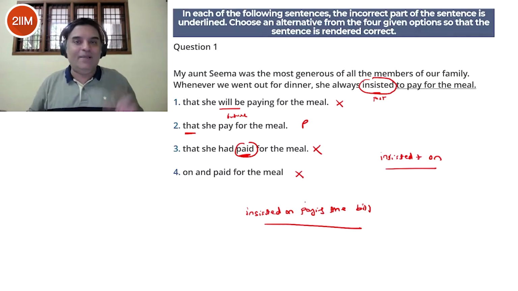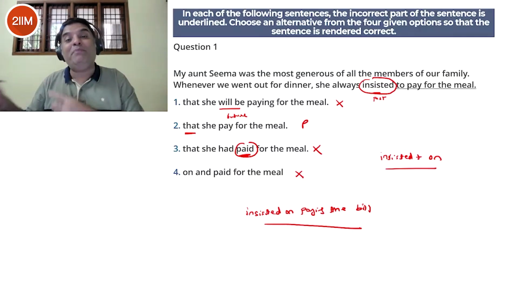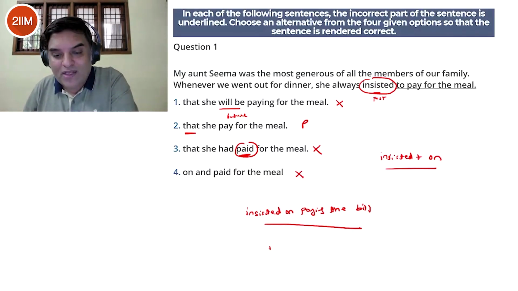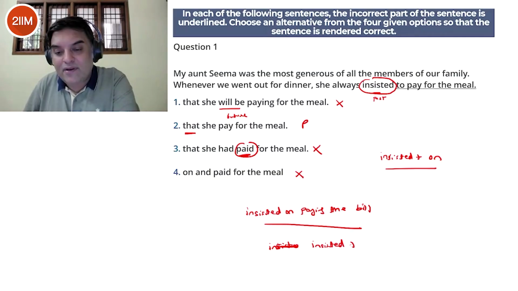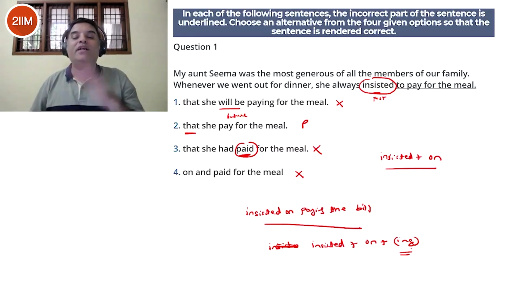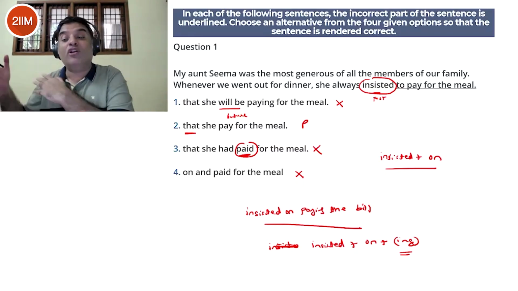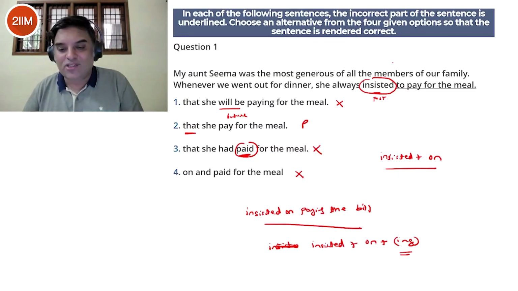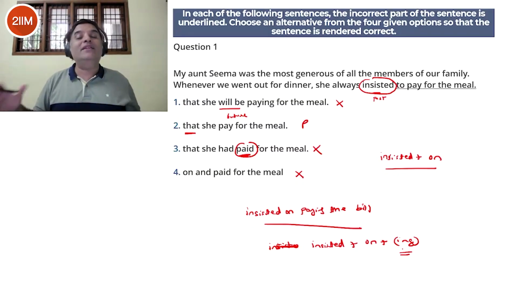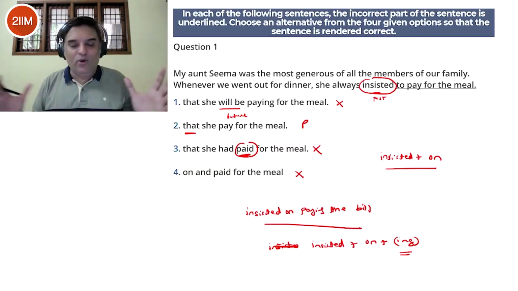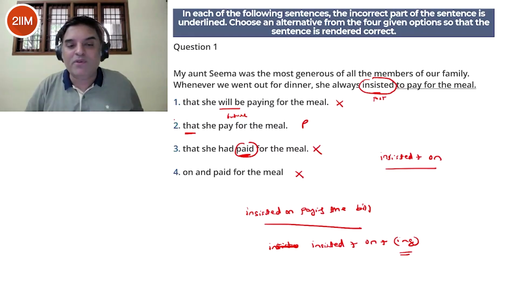So pay plus ing, pay is the verb, right? So pay plus ing. So the construction that we follow is insisted plus on plus the ing form of the verb. So insisted on paying the bill, insisted on paying for the meal. So here it will be, "she always insisted on paying for the meal." That would have been correct as well, but we don't have that. So that's why we are going for this one, which is also correct.